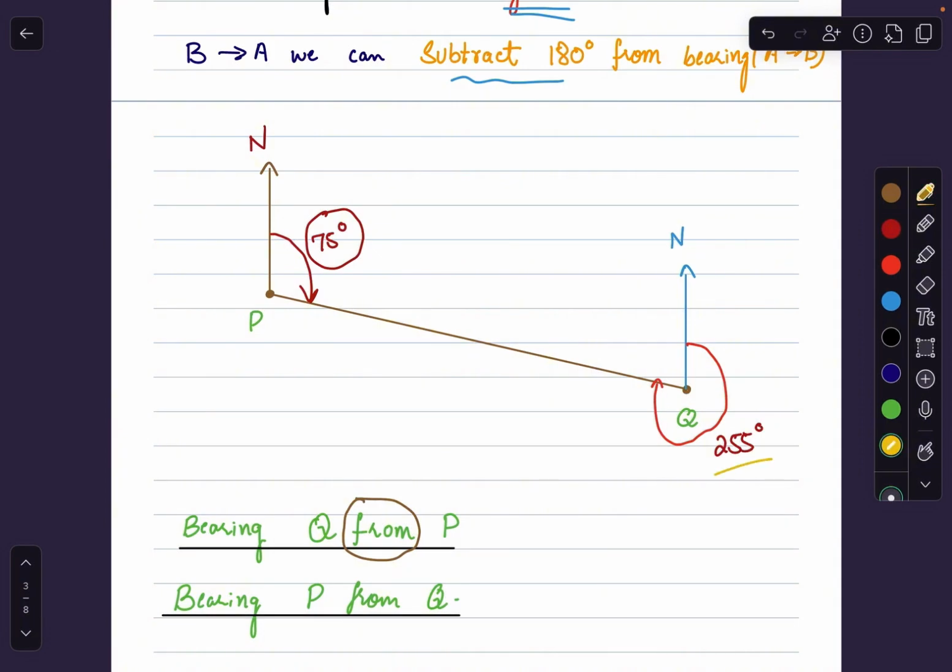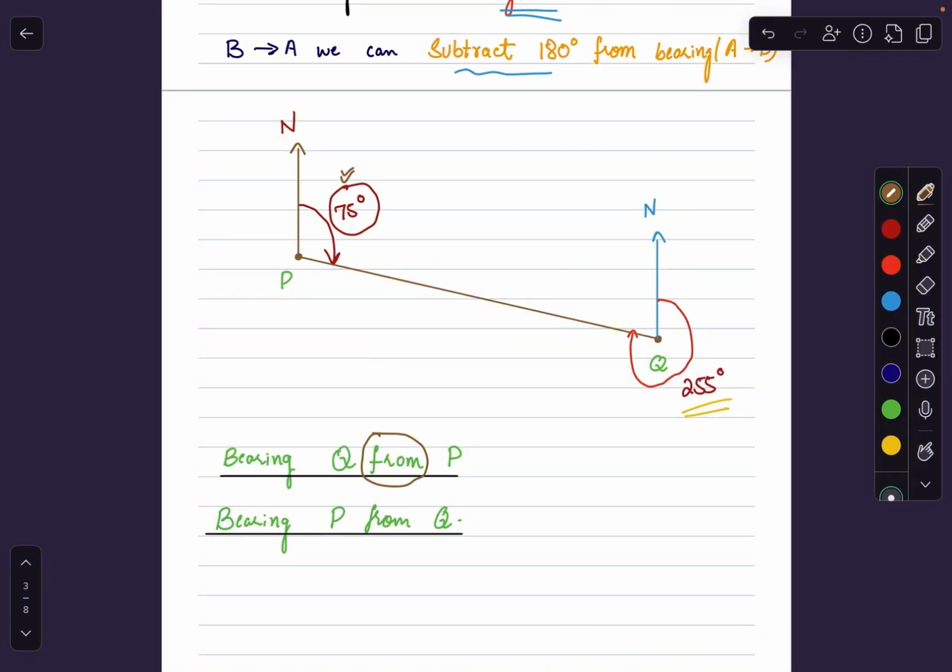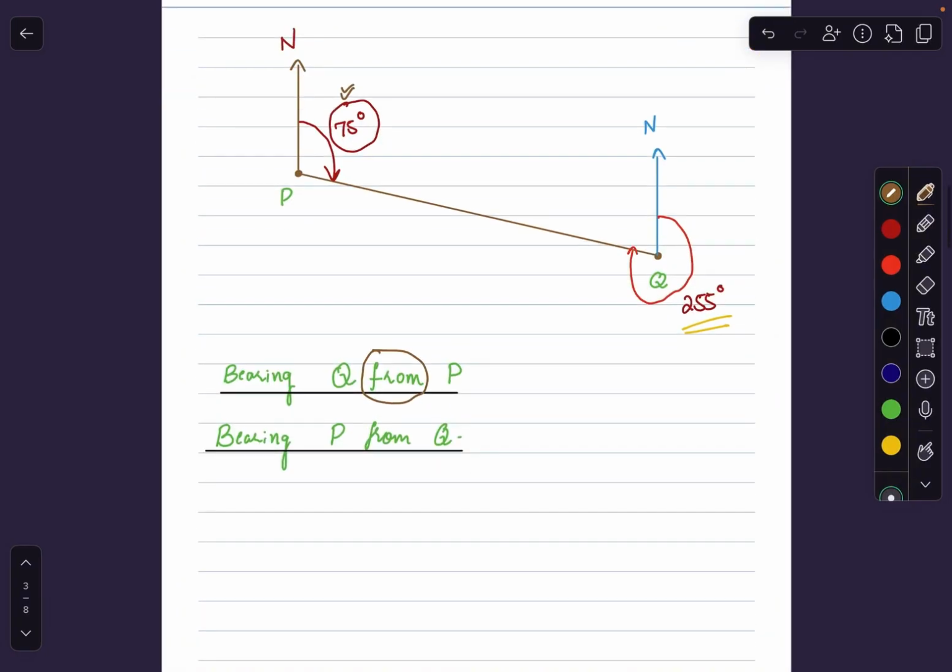It means to get the back bearing directly, we don't have to use the protractor. You can just find one angle, and after finding it, you can subtract it from 180 degrees or add it to 180 degrees. Because that 75 degrees is less than 180, we have to add it to 180 degrees, and you'll get the back bearing from Q to P.